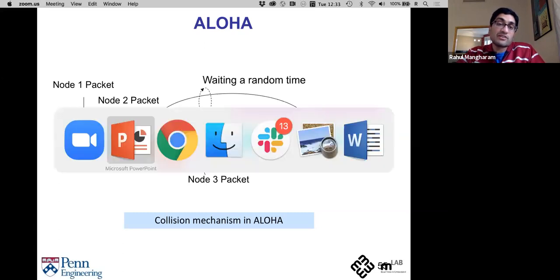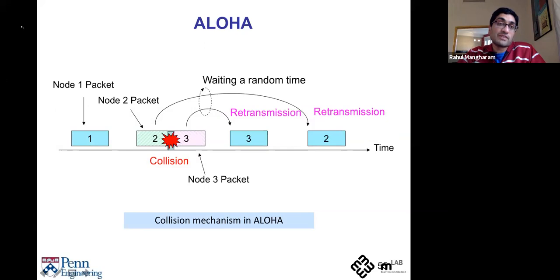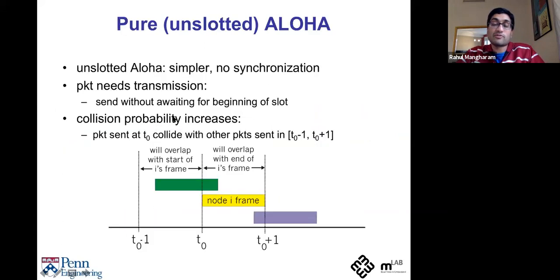Okay, and we'll continue with looking at that with Aloha. So back to Aloha. Now we are in this problem over here that I want to send you a message. If there's no other traffic or very little other traffic, then I just send the message.